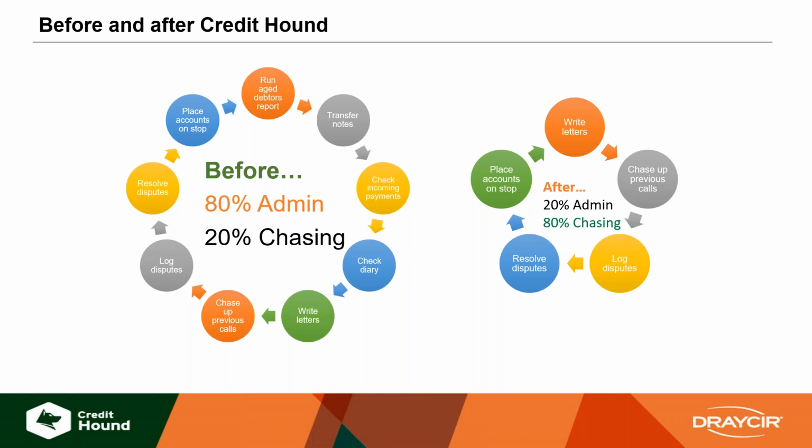Transferring notes, having to check for payments, looking in their diaries to see who to call, writing letters and emails and making phone calls, liaising with colleagues internally to log and resolve disputes, tracking chase history. It's all very time consuming and admin heavy. But Credit Hound will completely flip that on its head. So it will leave you to focus on the important tasks of speaking to those clients and maintaining those relationships, and ultimately improving the business's cash flow.